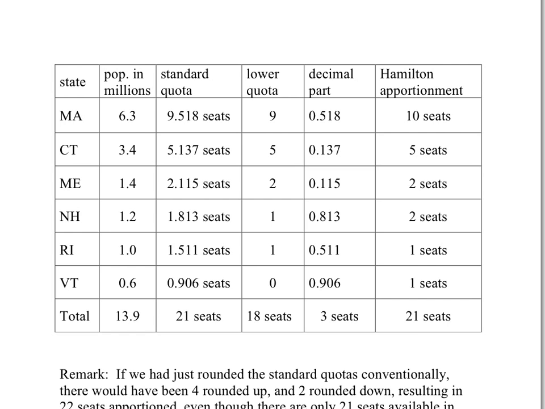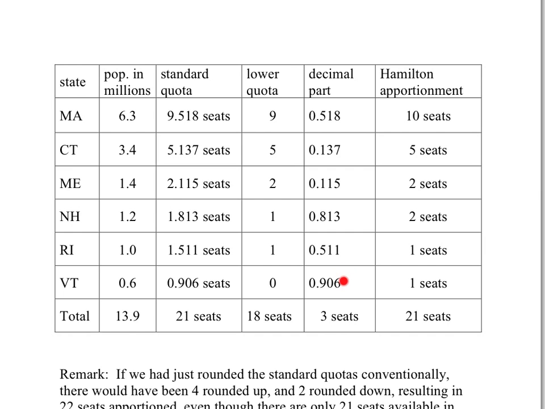There are 2 things worth pointing out here. One is that this was really quite close. Massachusetts, if you carry one more decimal place of accuracy, if you carry 3 decimal places here, its decimal part is 0.518, and for Rhode Island it's 0.511, so that's really, really close. Sometimes it's a good idea to carry a little bit of extra accuracy to make sure you're making the right comparison.